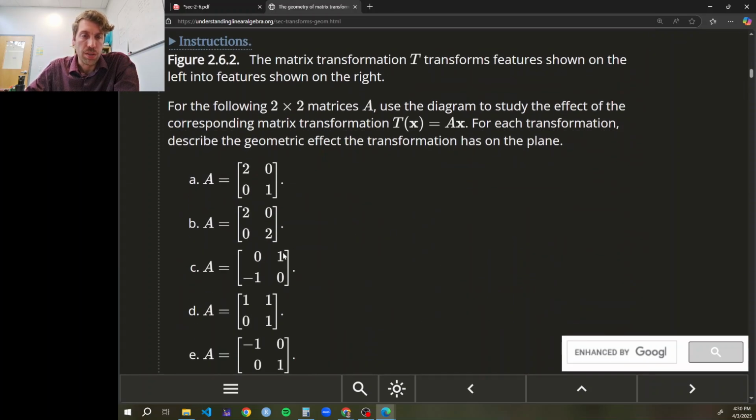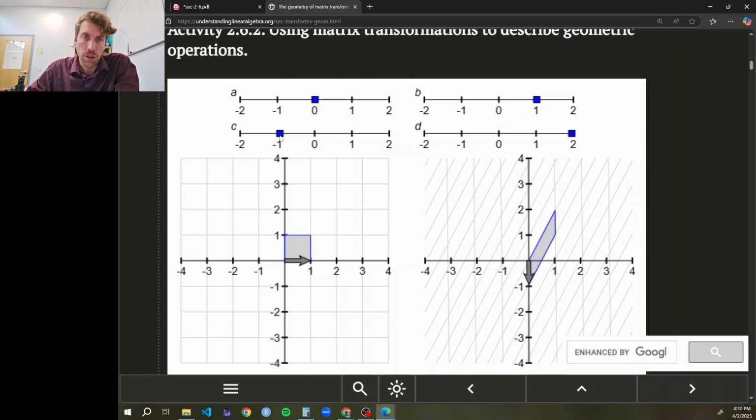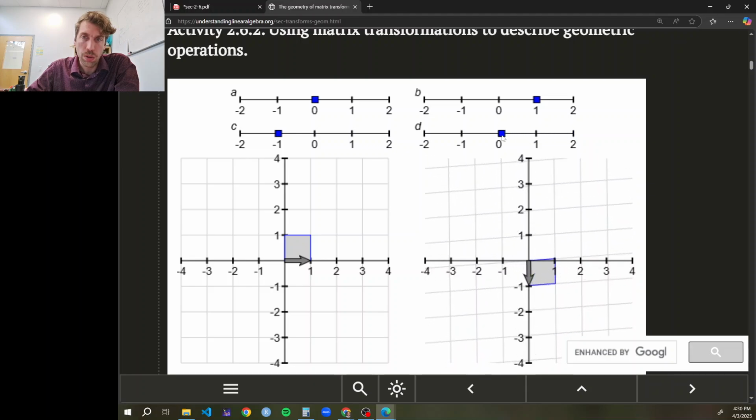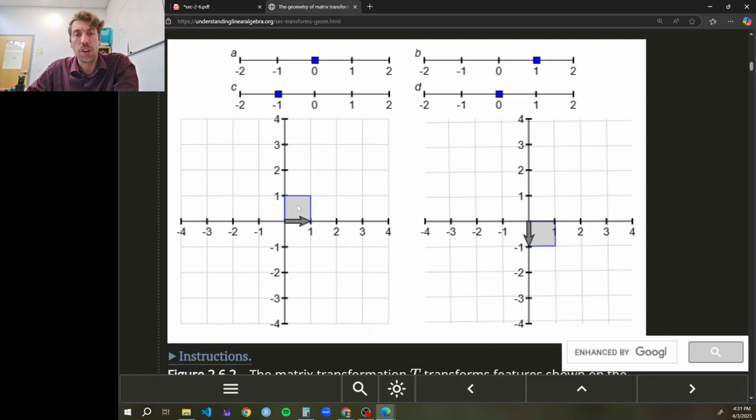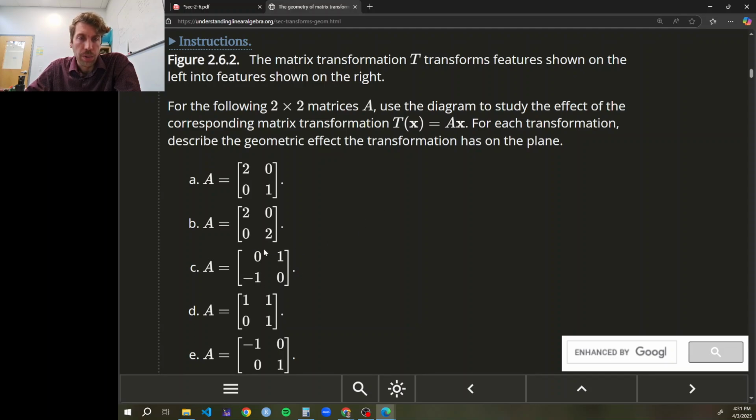Okay, now what about 0, 1, negative 1, 0? So 0, 1, negative 1, 0. So now notice how the box has moved from here to there. And since the arrows also moved from there to there, we can see that it rotated in that movement. And the box is still the same area. It's just rotated 90 degrees clockwise. So this is a 90 degree clockwise rotation.